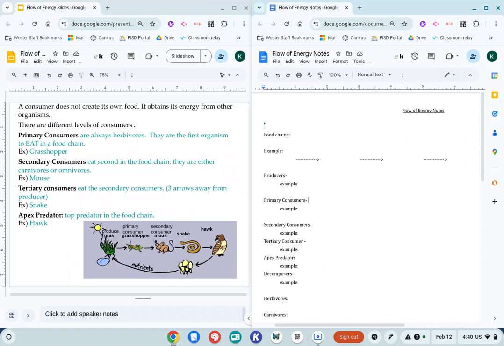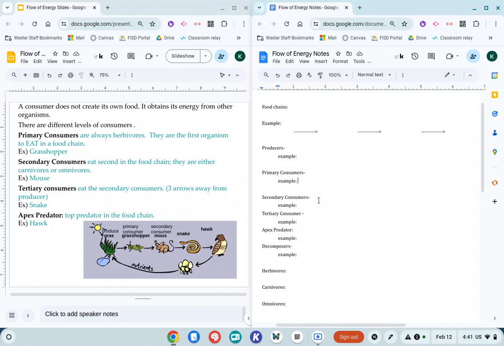So primary consumers are one arrow away from the producer. So when we're looking at a food chain or a food web, the primary consumer is always one arrow away from the producer. These guys are always herbivores. They're plant eaters, and they're the first organism to eat in the food chain. You could list out grasshopper. Cows are primary consumers because they only consume grass and plants. And then deer are primary consumers as well. Think of whatever example makes you happy. As long as it's an herbivore, it's something that eats only plants.